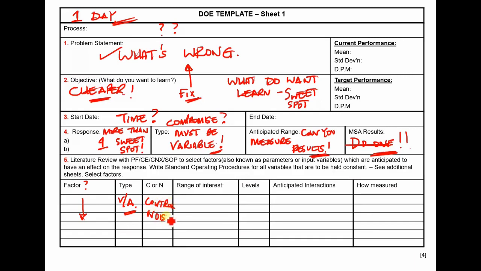Or is it noise? If it's something like outside air temperature or outside humidity, that would be noise. That's not controllable. If you want to understand what noise is doing, you're going to have to do a special, robust, designed experiment, the way that Taguchi would have designed a robust experiment. You'll have to look that up. I'm not going to go into the detail of robust designs.